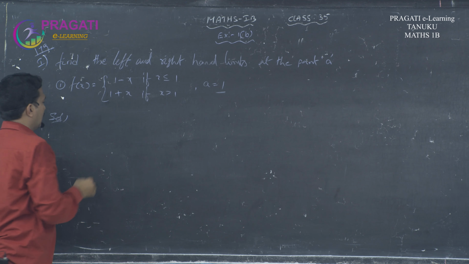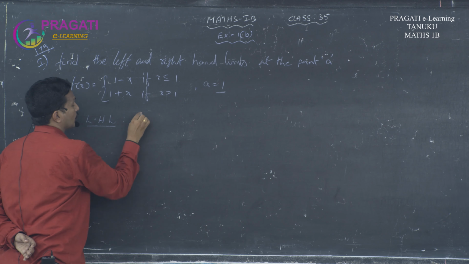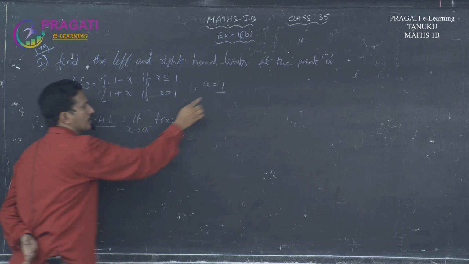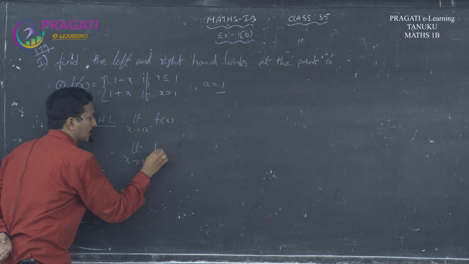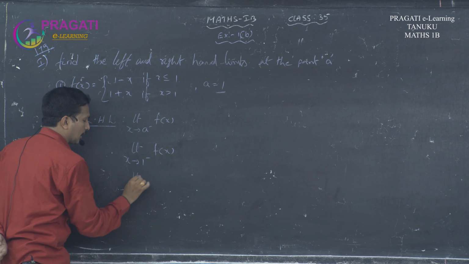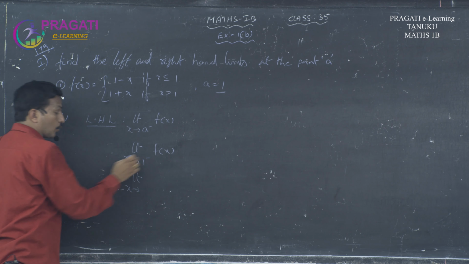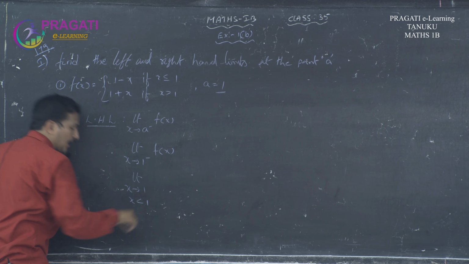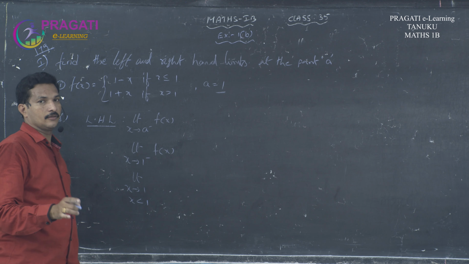So first of all, the left hand limit. The left hand limit is denoted by limit x tends to a minus f of x. Here a means 1, so limit x tends to 1 minus f of x. Okay students, in the previous section, x tends to 1 minus means x tends to 1 and x less than 1. Already in this session I discussed it.